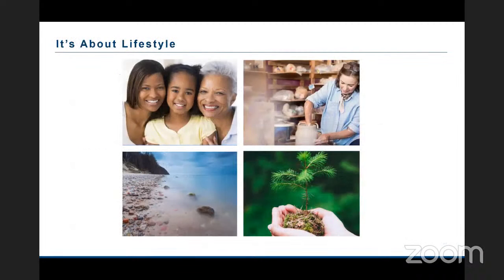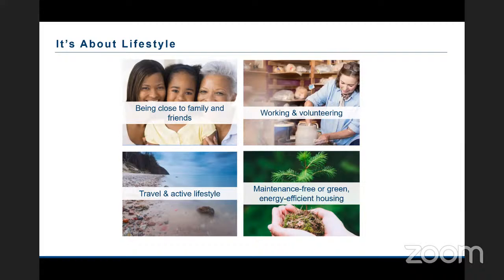And it really is all about lifestyle. Once again, perhaps the borrower wants to be close to family and friends. They want to be able to travel. Instead of taking care of a home, they want to travel and have an active lifestyle. So perhaps a home with less maintenance and less yard work. Maybe they want to stop working or go part-time and maybe volunteer, or move into an entirely new endeavor. Maybe they want to work in a new business. Energy efficient housing and maintenance-free housing is also something that we see.